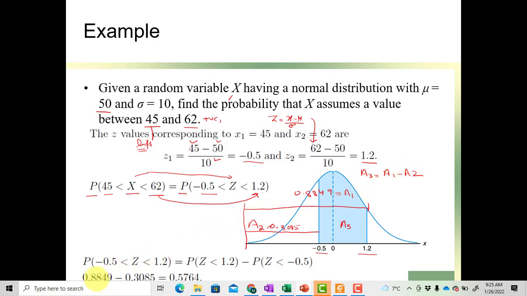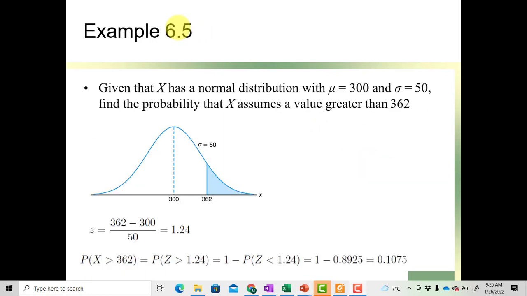0.8849 minus 0.3085, we got 0.5764. So A3 is equal to 0.5764, and we got our value A3 is equal to 0.5764. I hope you got this problem cleared. This is the second problem, that is related to the statement problems.